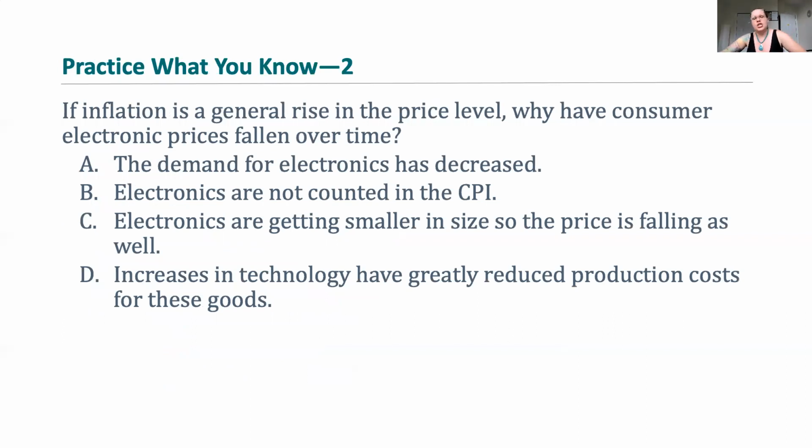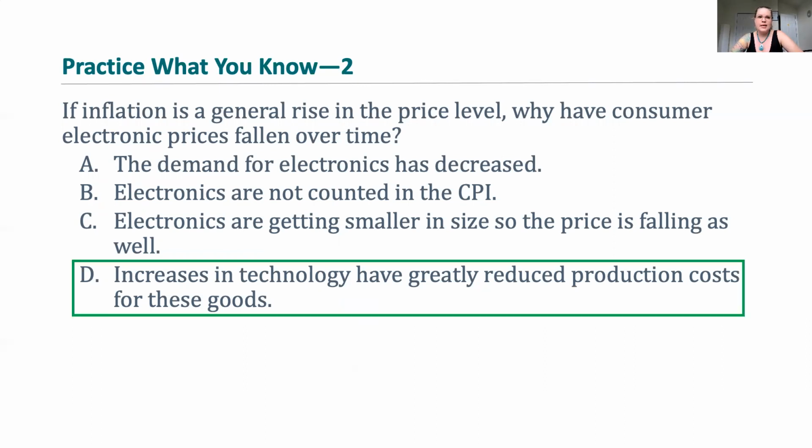If inflation is the general rise in the price level, why have consumer electronics had prices fall over time? That's because the advances in technology have greatly reduced the production cost. And so the price that they're able to sell those products for has declined.